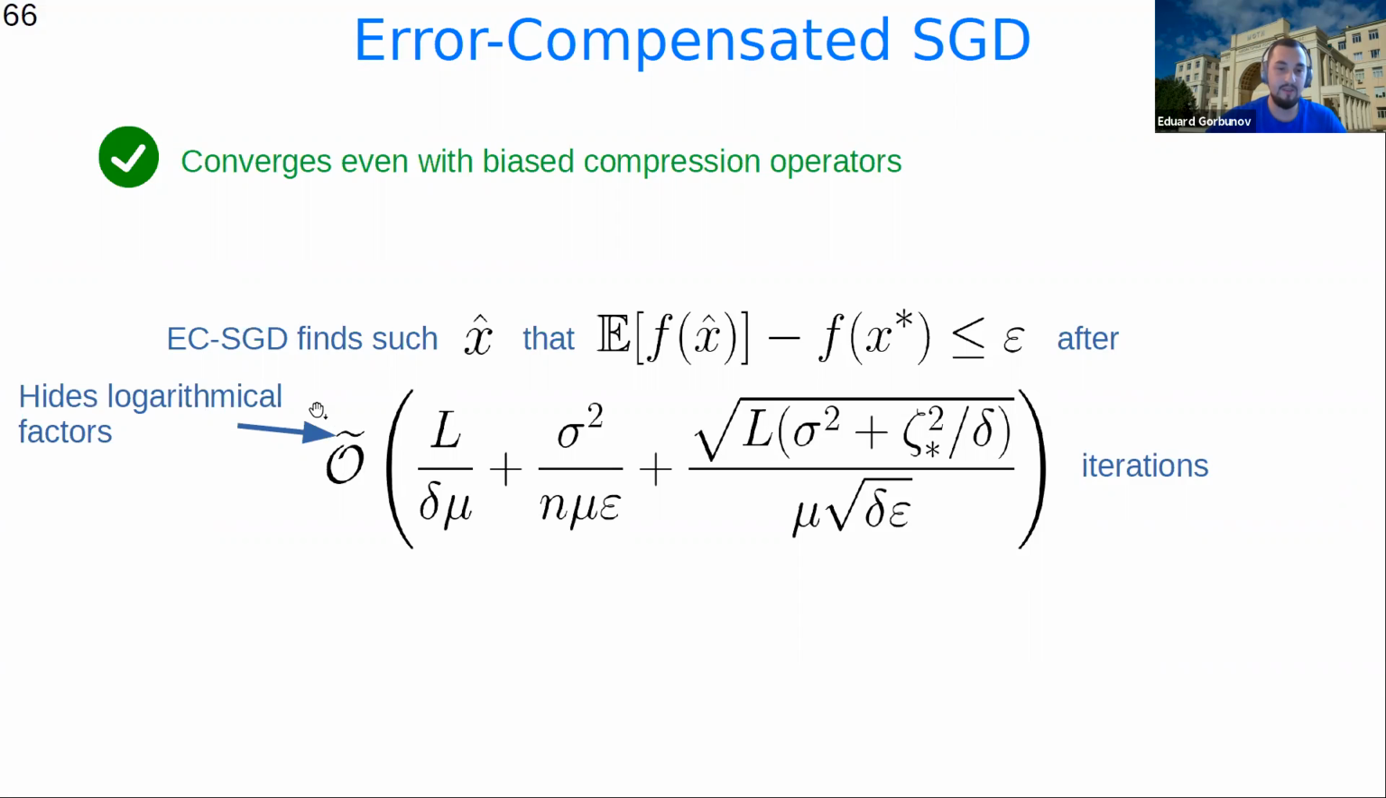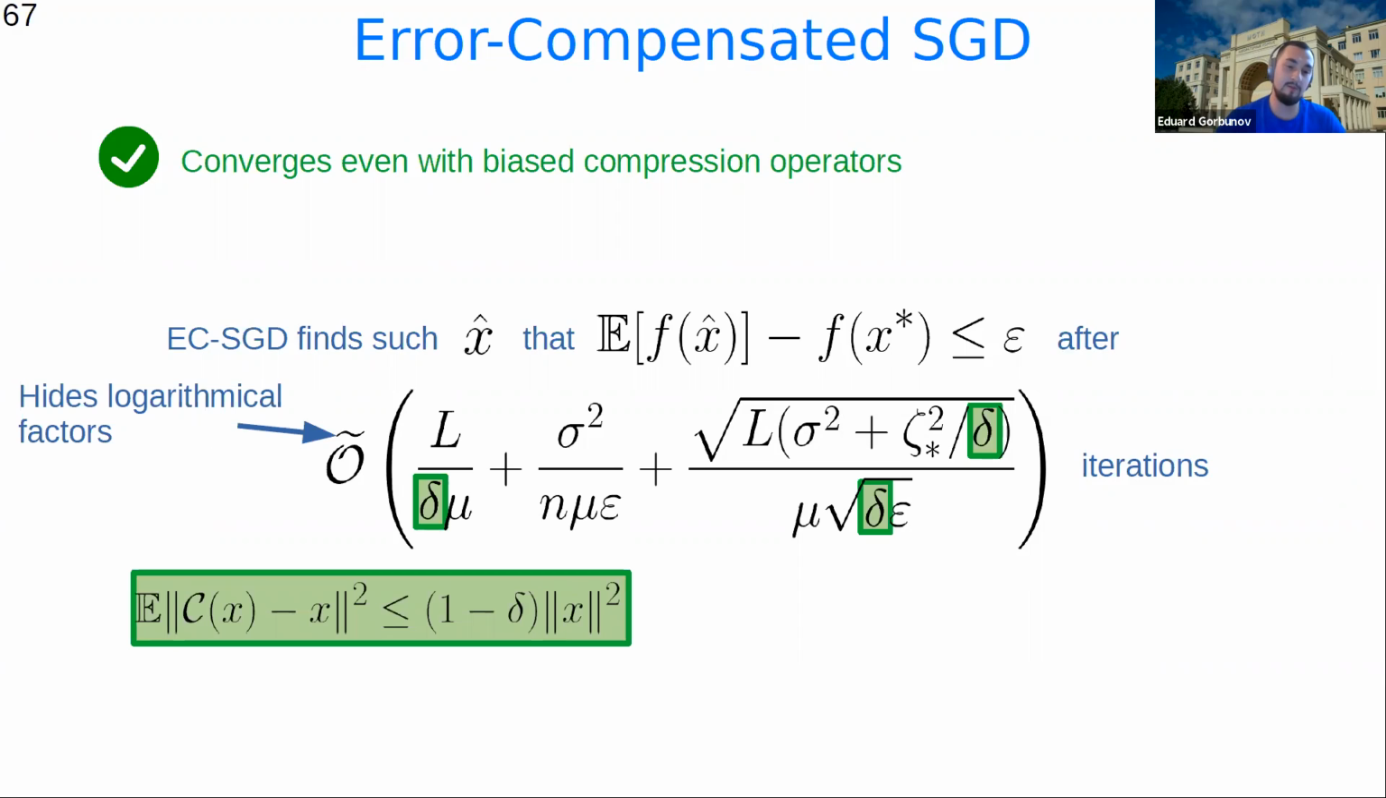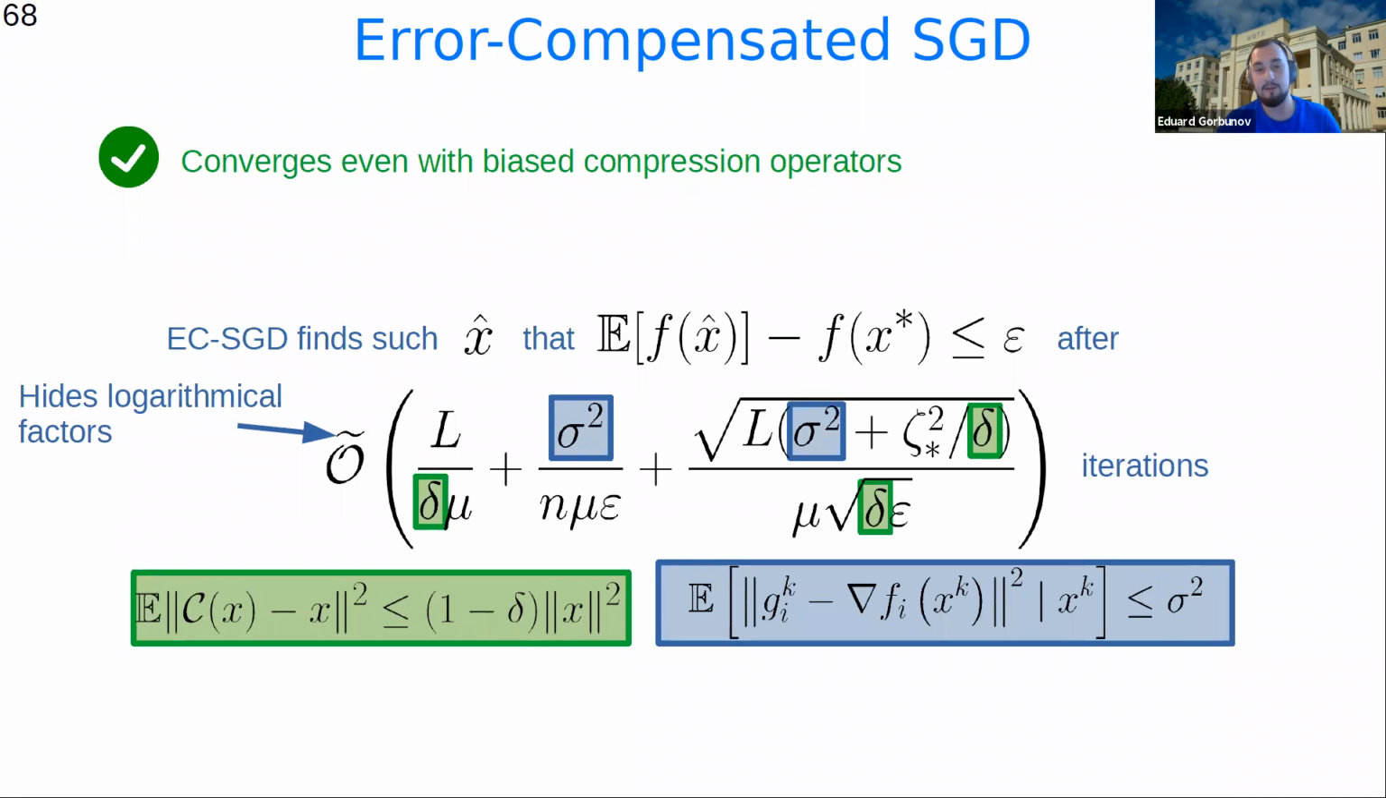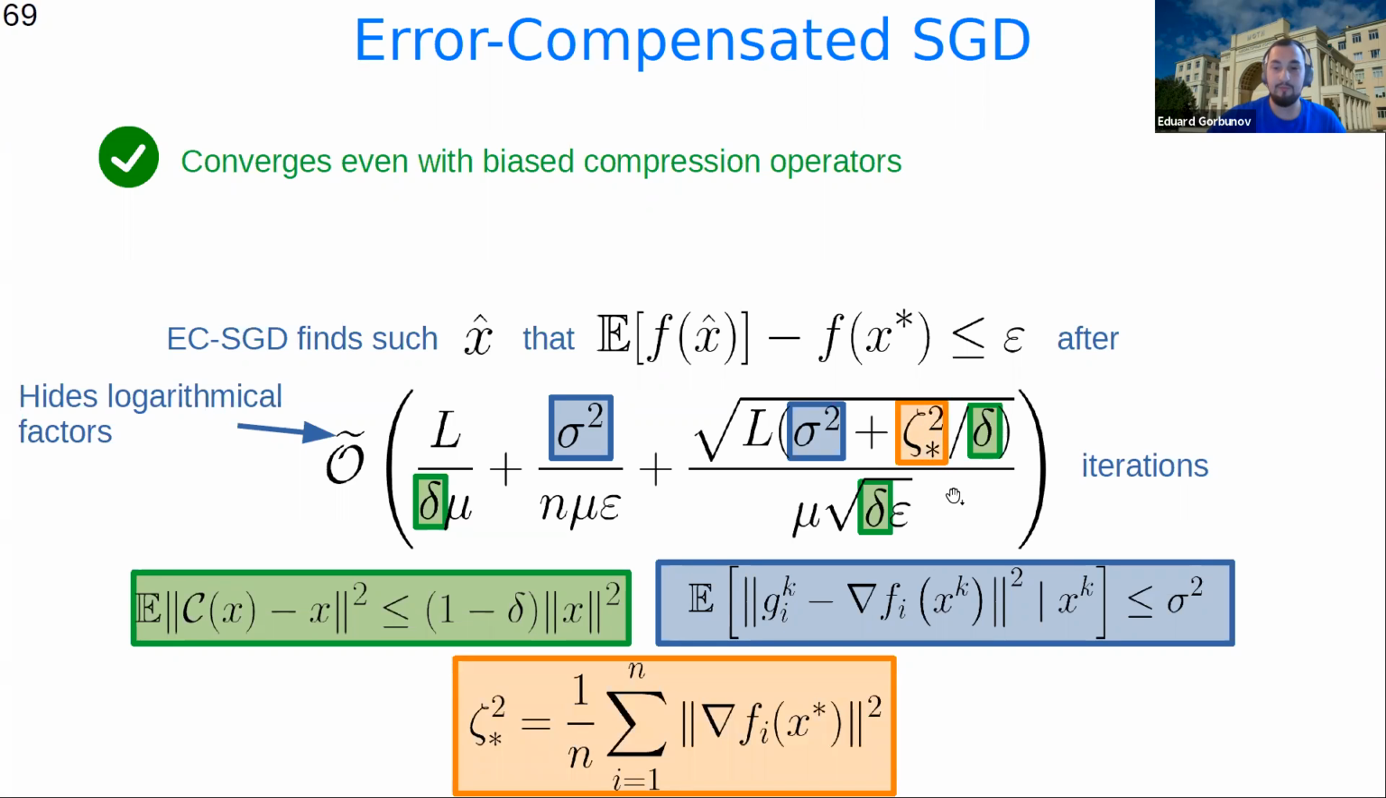And here, tilde hides logarithmic factors depending on epsilon, and delta is from the definition of the compression operator. Sigma squared: for simplicity, we consider here the case when stochastic gradients are unbiased estimators of the true gradients with uniformly bounded variance. So sigma squared is a uniform bound for the conditional variance of the gradient. And we also have this term, zeta star squared, and it's just an average of squared norms of the local functions' gradients at the solution. So somehow it measures dissimilarity of local functions at the solution. And in general, it is not zero when these functions do not share an optimizer.